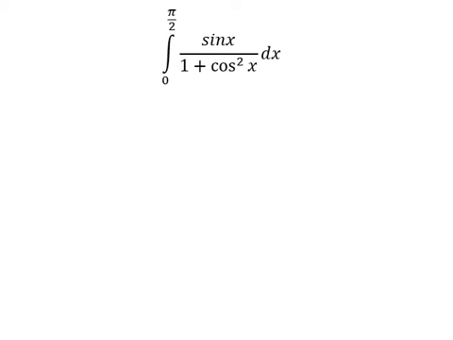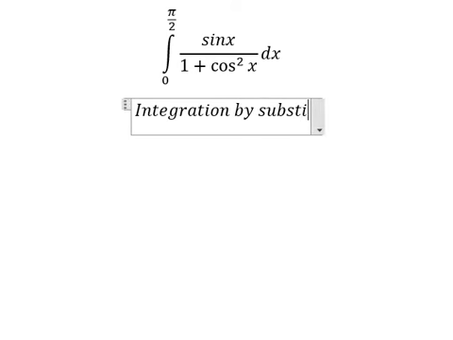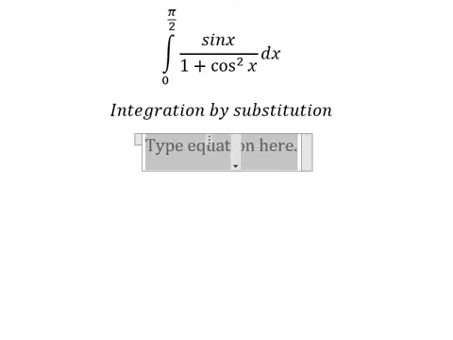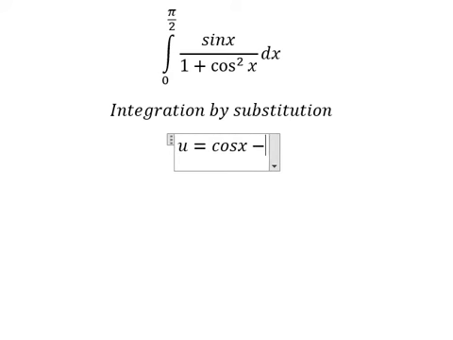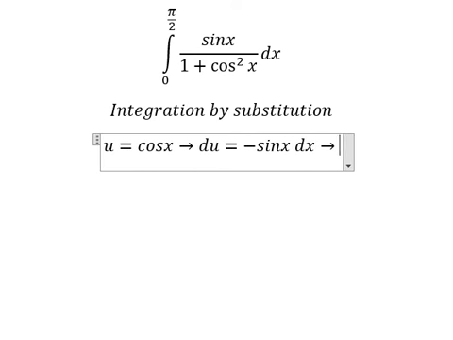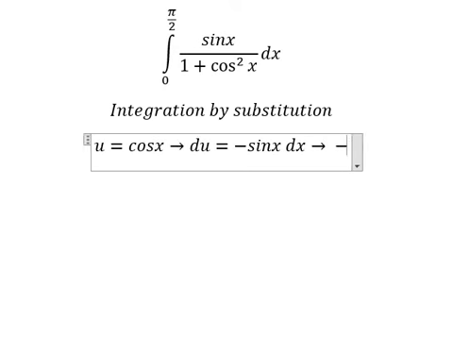We can use integration by substitution. So I will put u equals cosine x. Later we need to take the first derivative of both sides, and we have negative sine x dx. Because we don't have the negative sign in here, I will move this one to the left.